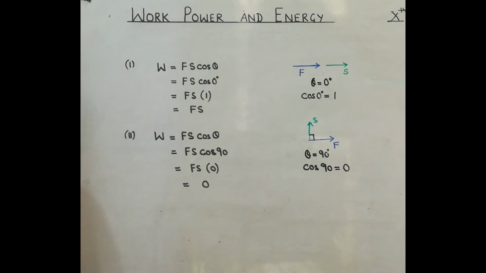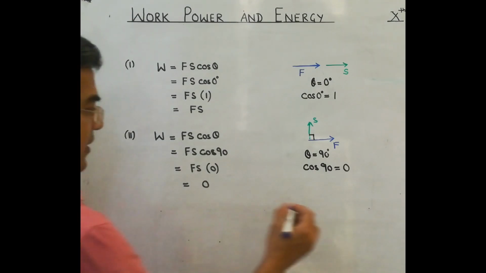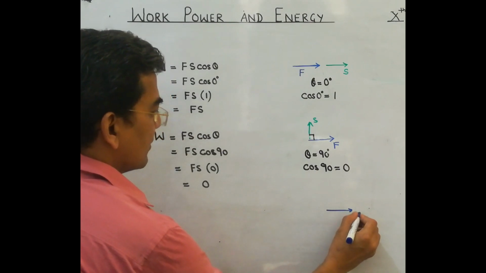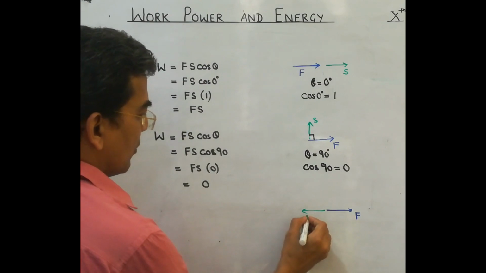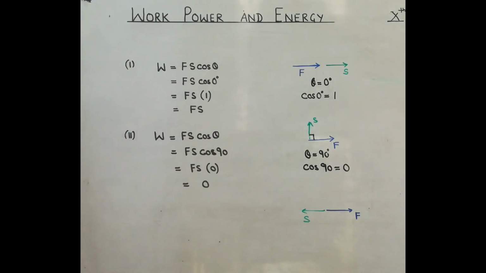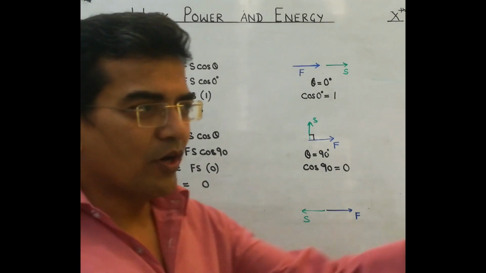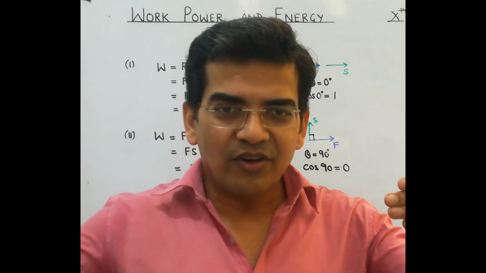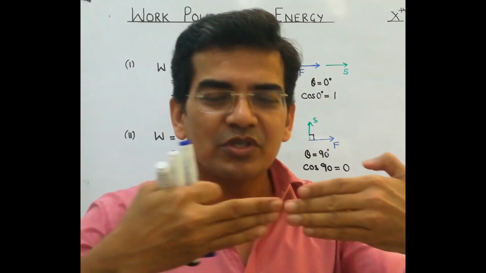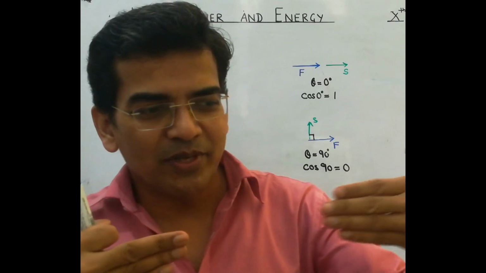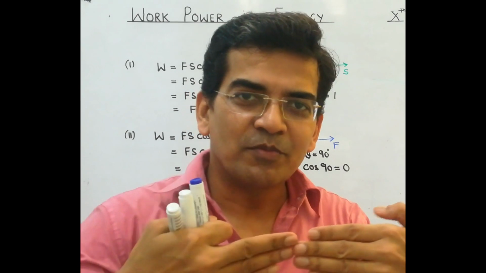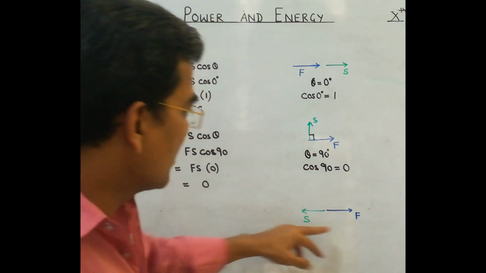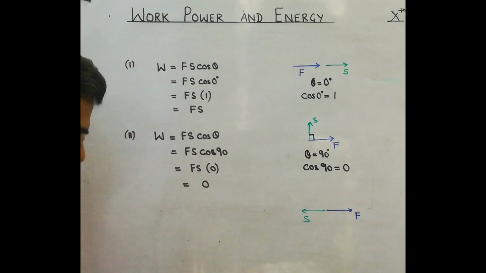Okay, let us take the third case. In the third case, we have force in this direction and the body gets displaced in the opposite direction. This is the case mostly when we are trying to stop a motion. See, a body is moving in this direction and we are trying to stop the motion by applying the force in the opposite direction. So displacement of the body is in this direction and you are trying to stop the body by applying the force in the opposite direction. Force and displacement are in opposite directions.